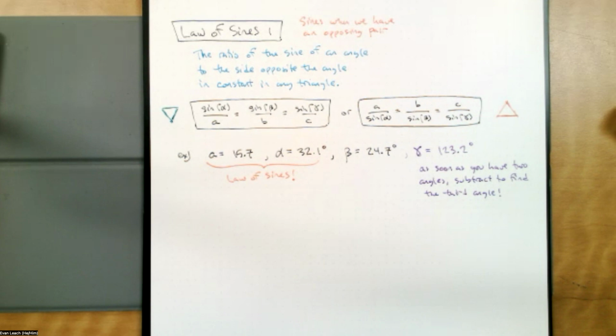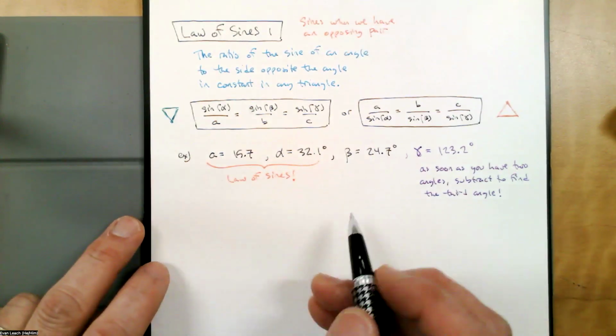So to set up the law of sines, we know we're going to be using the law of sines first because law of cosines is not available to us. I only have one side. Law of cosines requires two or three sides. So this is definitely a law of sines problem.